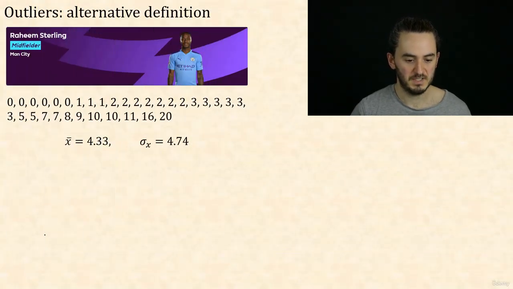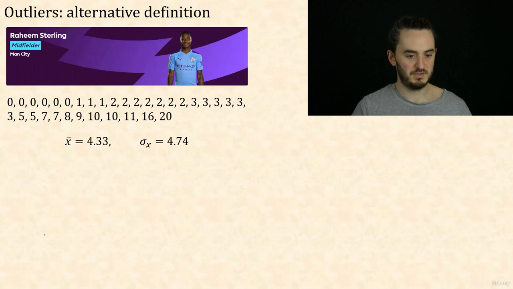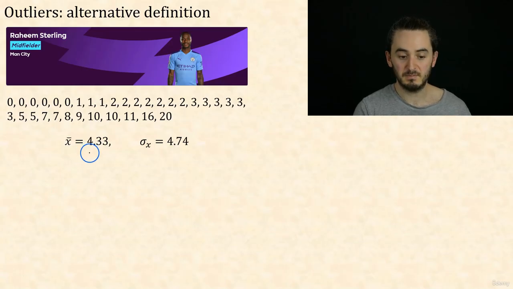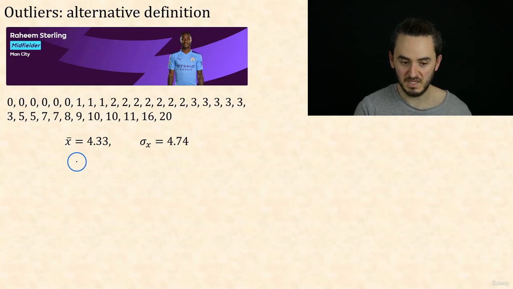So have a look at this. Here's the data that we've seen a few times now: Raheem Sterling's points across a bunch of games this season. One definition, instead of relating things to medians and quartiles, is to say that an outlier is any point which is more than 2 standard deviations away from the mean.